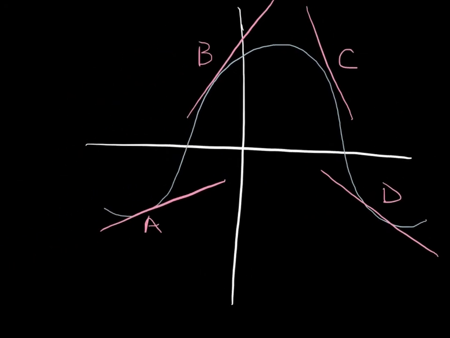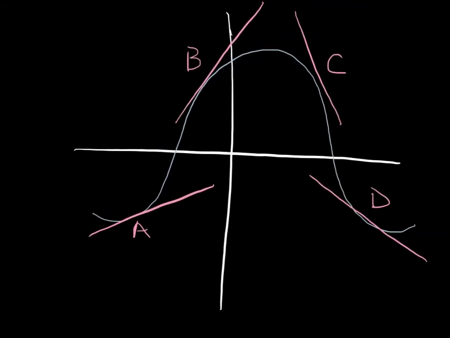Here, the red lines are used to show the slope of the blue graph at any given point. For example, at A, the slope would look something like this. At B, it would be a bit steeper. C, it becomes negative, and D, even more so.